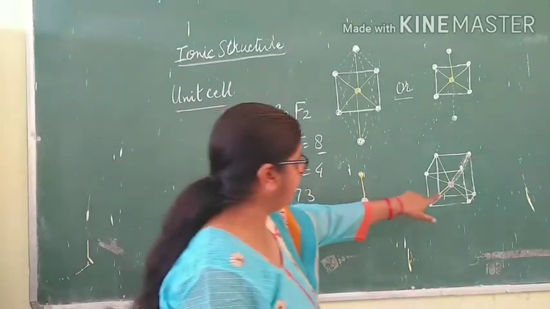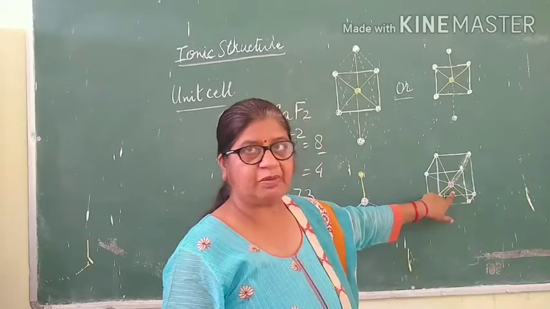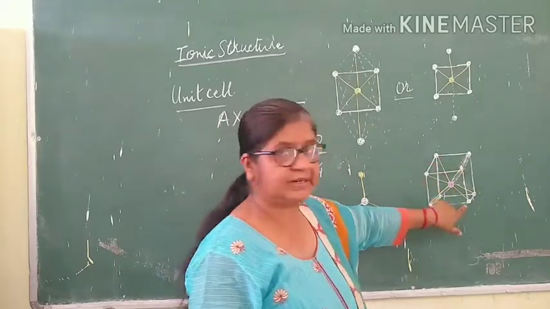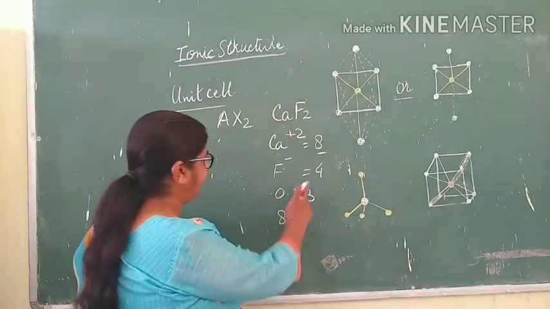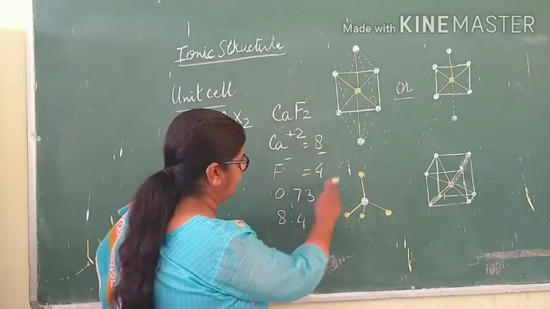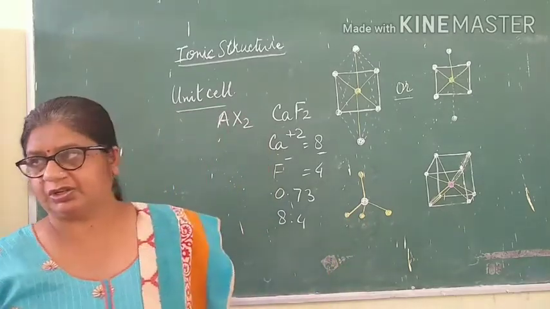Again, we can represent the structure for the calcium ion like this. It will be a body-centered structure. For the fluoride ion, since the coordination number is 4, it will have a tetrahedral structure.